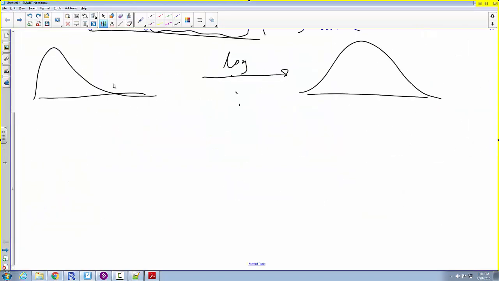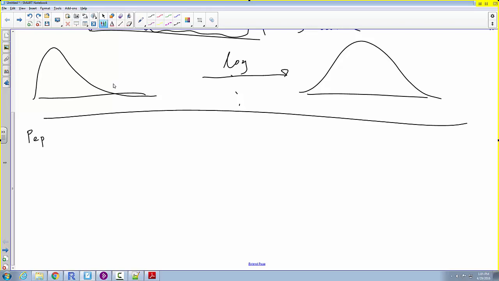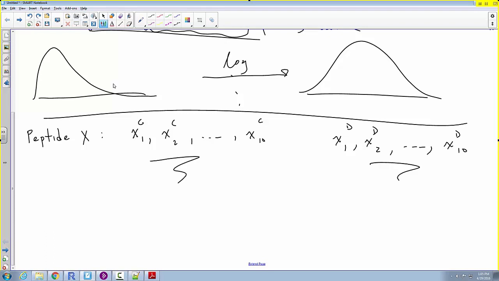So suppose we had, let's just think about a peptide. For peptide X, suppose we have healthy individual 1, healthy individual 2, through 10, and diseased individual 1, 2, through 10. But some of these are NAs. They're missing. I have a number for some, like a peak height. Some of them I have an NA.